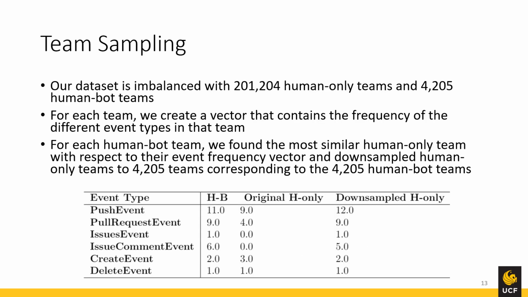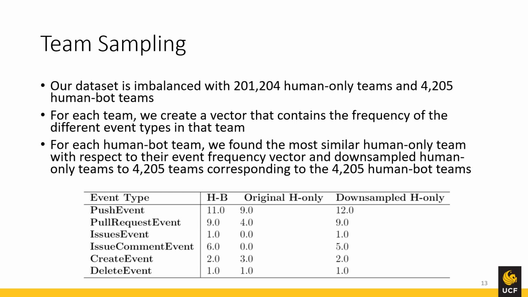Our dataset is imbalanced with about 200,000 human-only teams and 4,000 human bot teams. For each team, we created a vector that contains the frequency of the different event types in that team. Then for each human bot team, we found the most similar human-only team with respect to their event frequency vector, and downsampled human-only teams to 4,000 teams corresponding to 4,000 human bot teams.